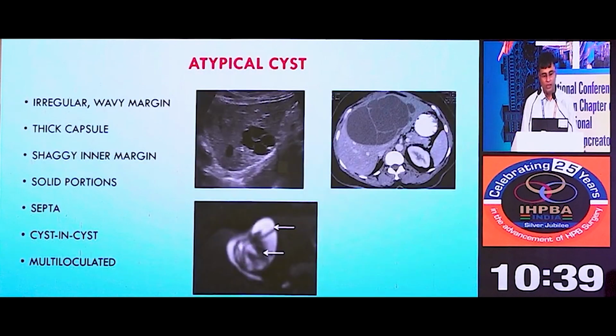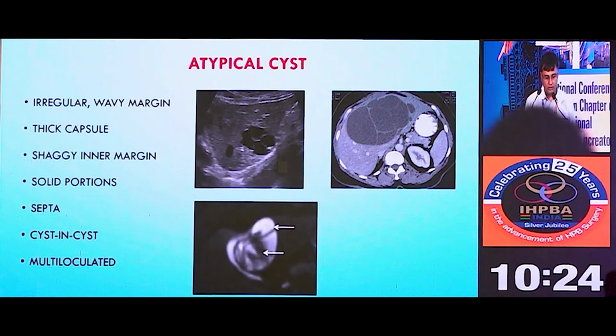Now, anything that is not typical is basically atypical. So, various features that we'll get are irregular and wavy margins, thick capsule, shaggy inner margins, solid portions, presence of septa as we can see in the images, typical cyst in cyst appearance, or multiloculated appearance.